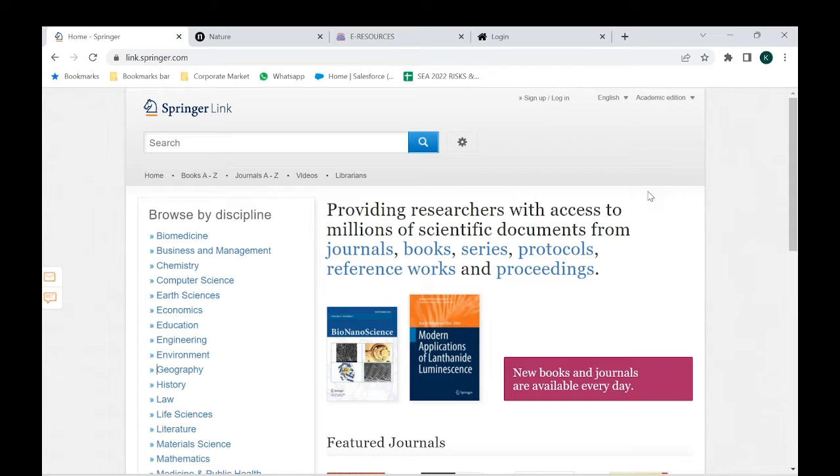And I think the most important thing to highlight on the main page of Springerling itself is how you can be sure that you've logged in correctly, so that when you try to download or access any of the journal articles or books or whatsoever, you will be able to get those that have been subscribed for you on behalf. And those two telltale signs are, number one, this box in the middle right-hand side of the page, where it says new books and journals are available every day.